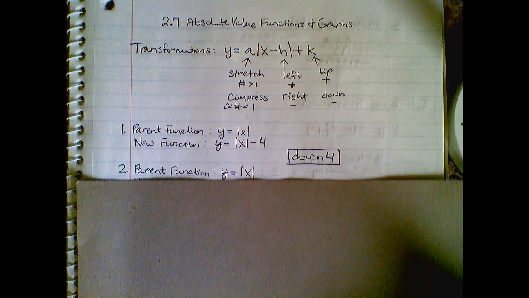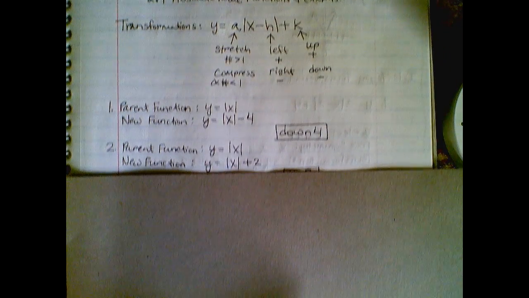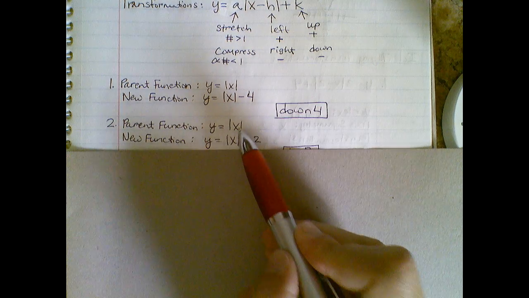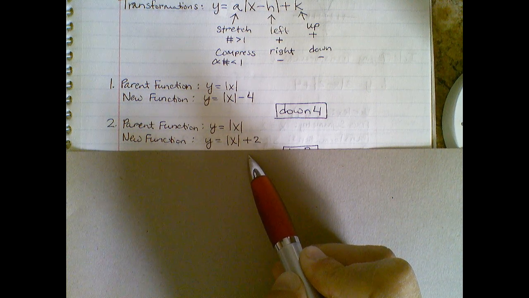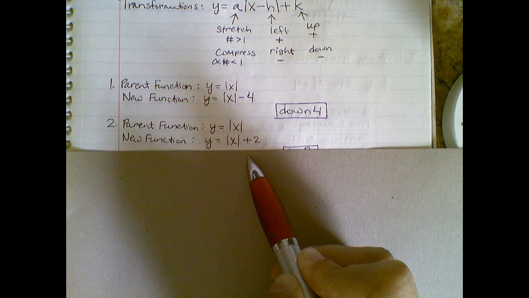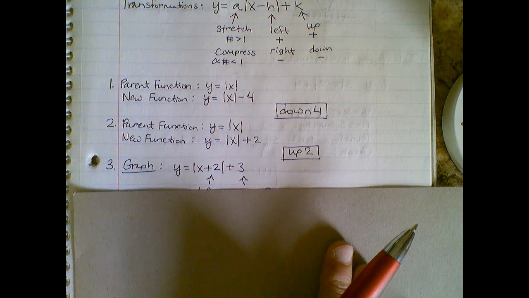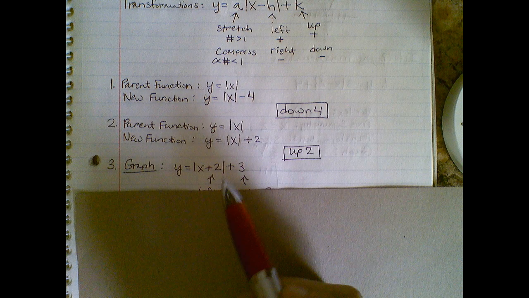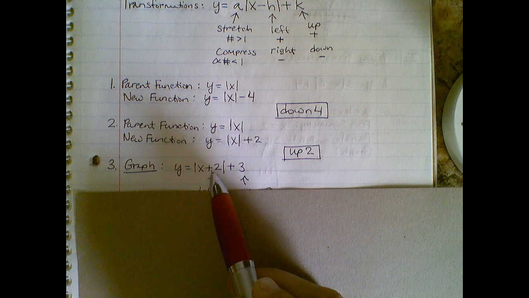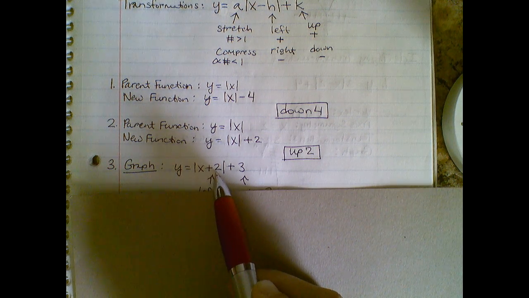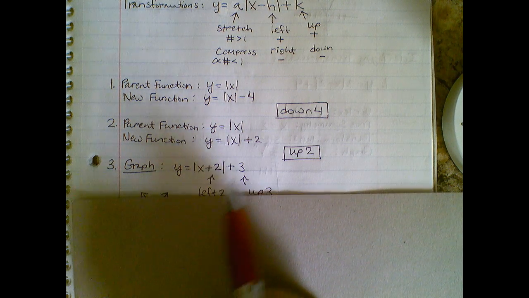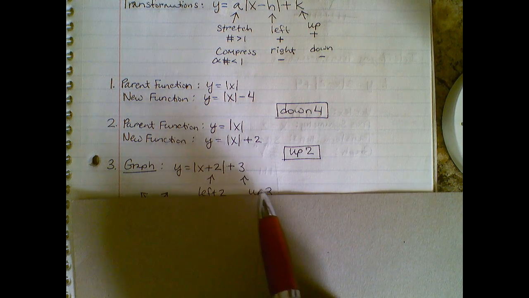Now number 2, my two equations, taking a look at to get from this first one to this new one, I'm adding 2 at the end, so to add 2 in that K spot, I'm moving it up 2 units. Now, this next one has 2 transformations. I'm adding 2 inside, so that's in the H spot, so that moves it left and right. It's the opposite of what you would think. So it's moving it to the left 2, and then this plus 3 is moving it up 3.